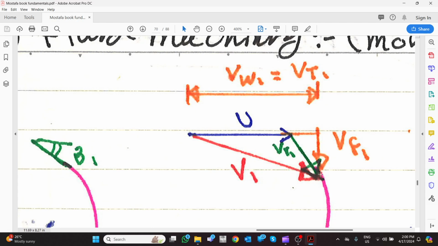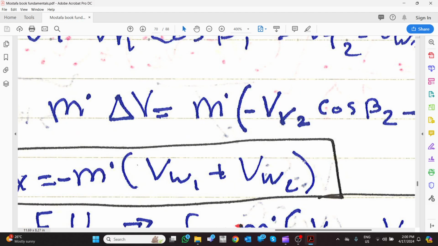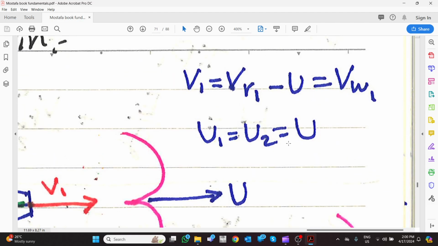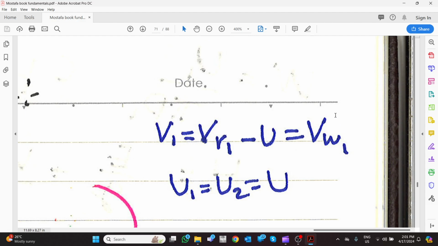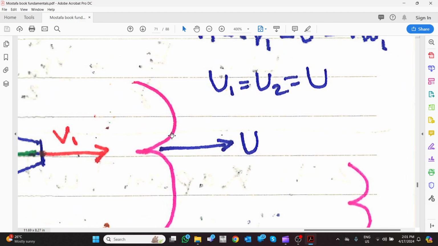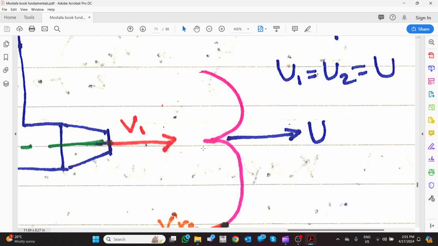We know this one is hitting like this, and this is the x component, and we know this one is u. This one minus the x component is the x component of vr, but because we don't have a vr y component, this is all in the x direction, so v1 equals vr minus u, which equals whirling velocity 1. The whirling velocity is the x component of v. Okay.